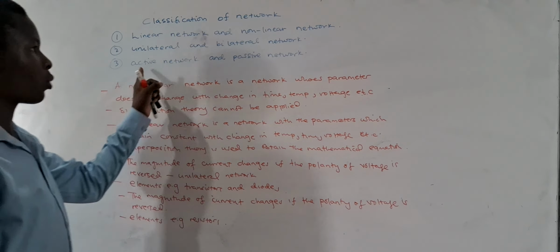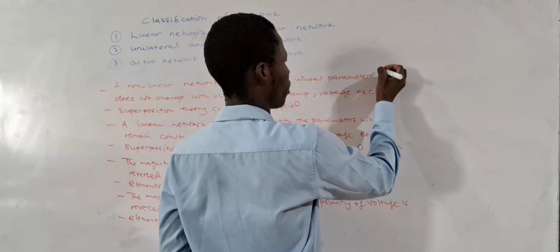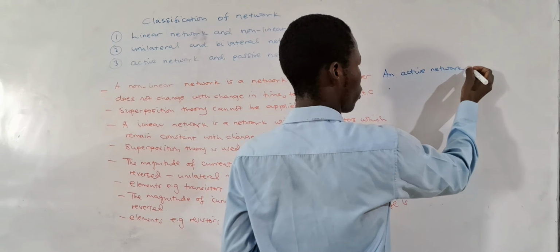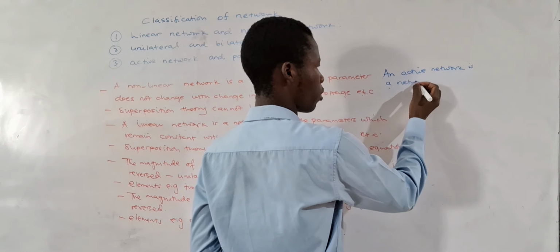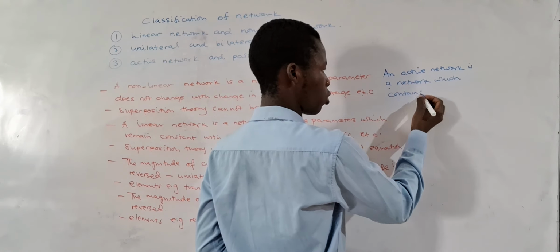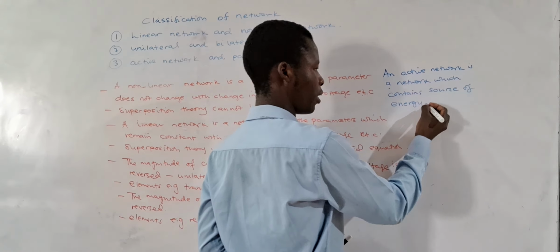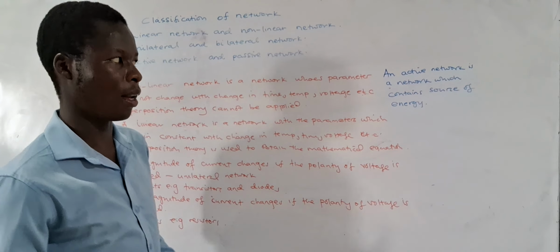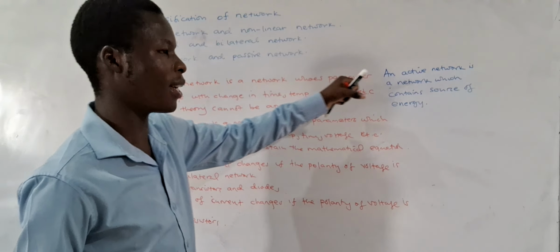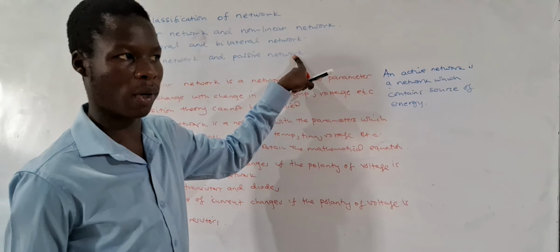Yes. We have what we call an active network. So what is an active network? An active network is a network which contains a source of what? Of energy. The one which contains the source of energy is called an active network. And a network which does not contain the source of energy is called a passive network.